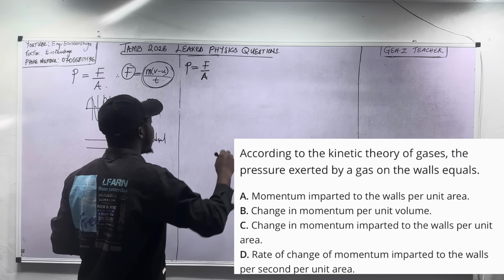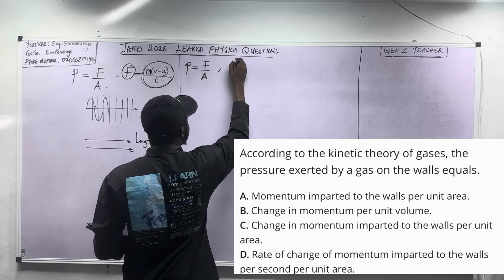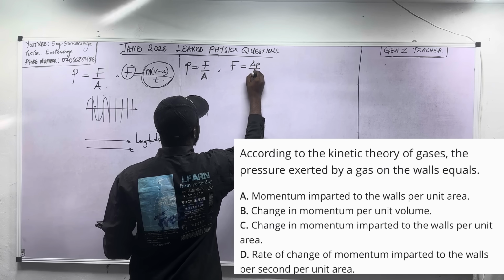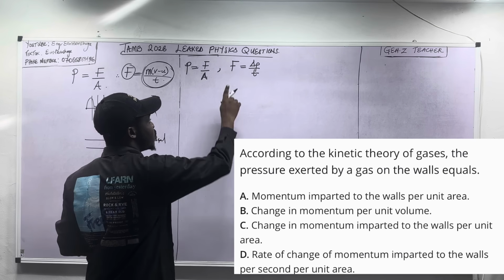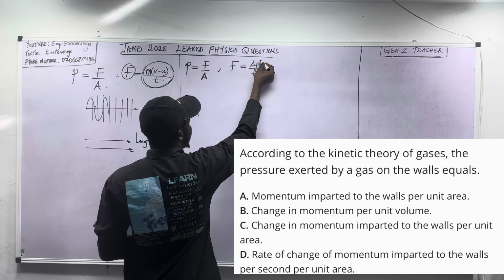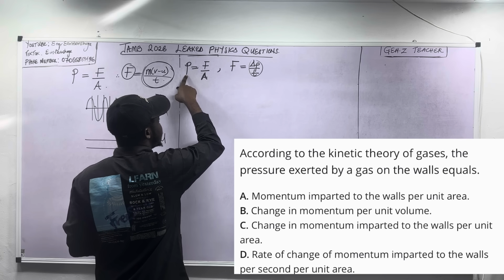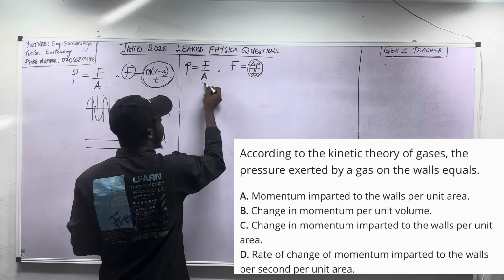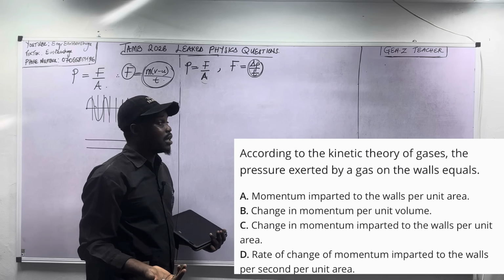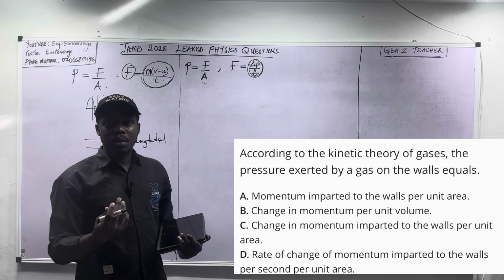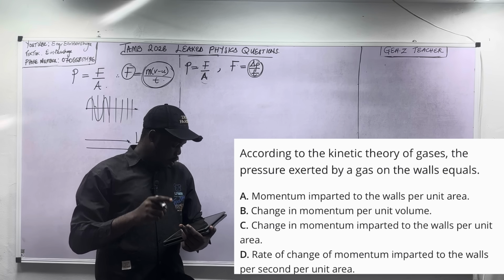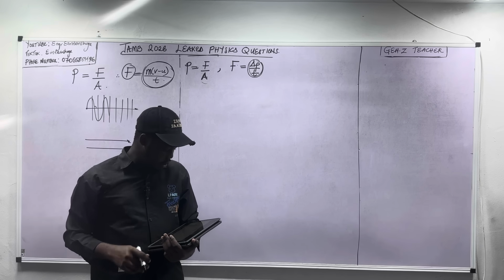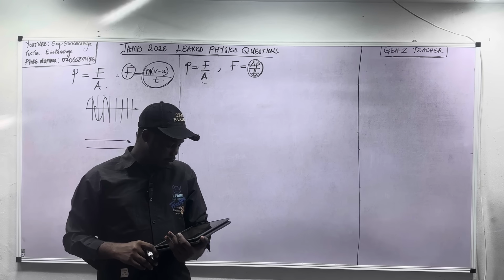So quickly, recall from Newton's second law of motion that force is equal to the rate of change of momentum. So force is basically the rate of change of momentum. So we can say pressure is the rate of change of momentum divided by area. That can be seen as the rate of change of momentum per unit area. So the correct option to that should be option D.